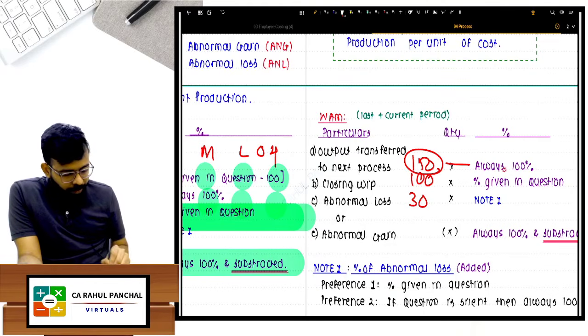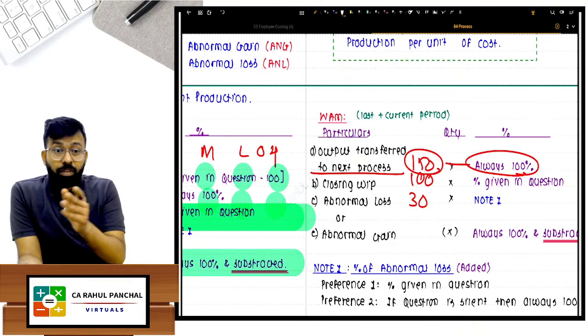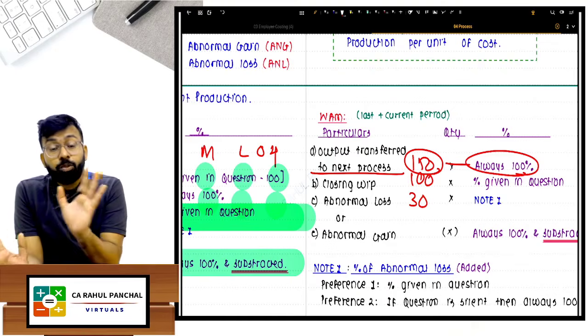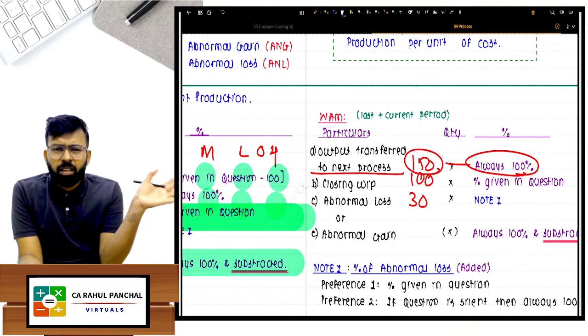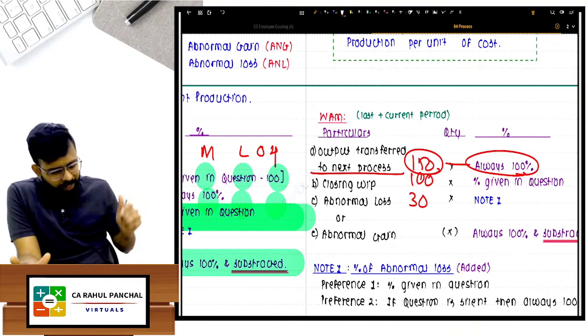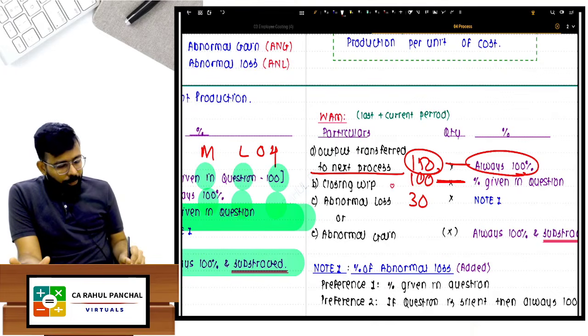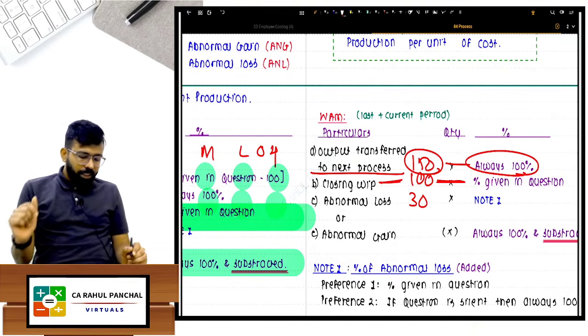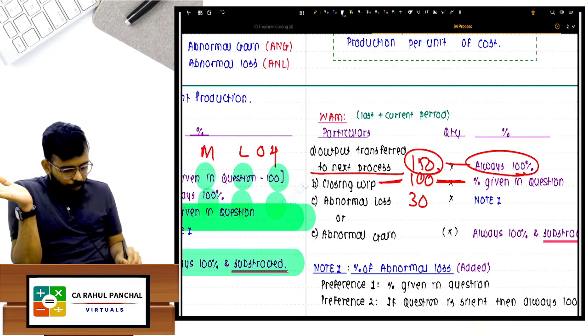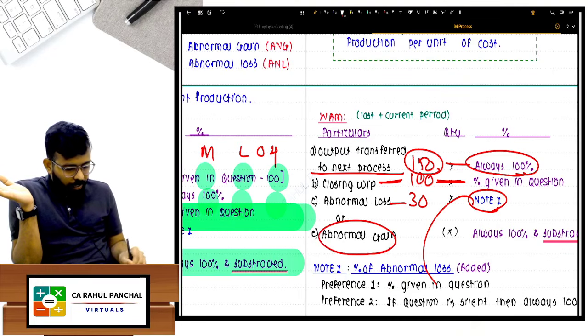So sir, 100% work is done always, because that is why we have transferred it to the next process. So 100% work is done. Maybe some work is done in the previous period, some now. The percentage is given in the question for closing WIP, and for abnormal loss again the same note, abnormal gain also the same note.